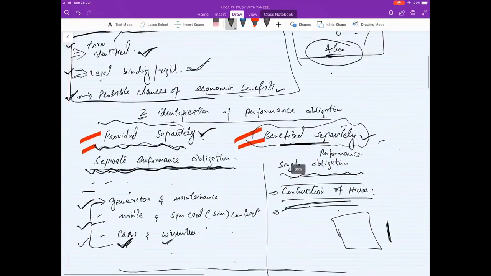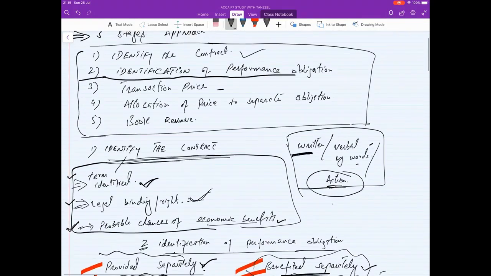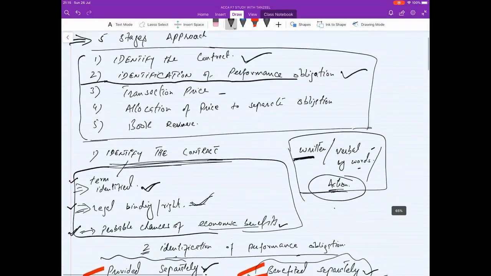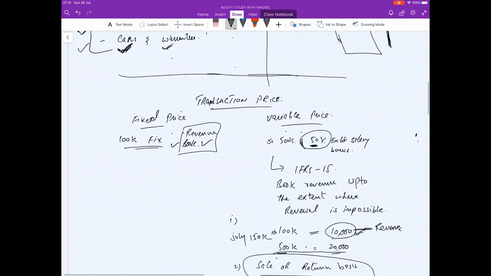Now, we have already discussed identification of the contract, and now we have done identification of performance obligations. Now let's talk about transaction price. Transaction price means what I will get out of this, what I will have as the price.